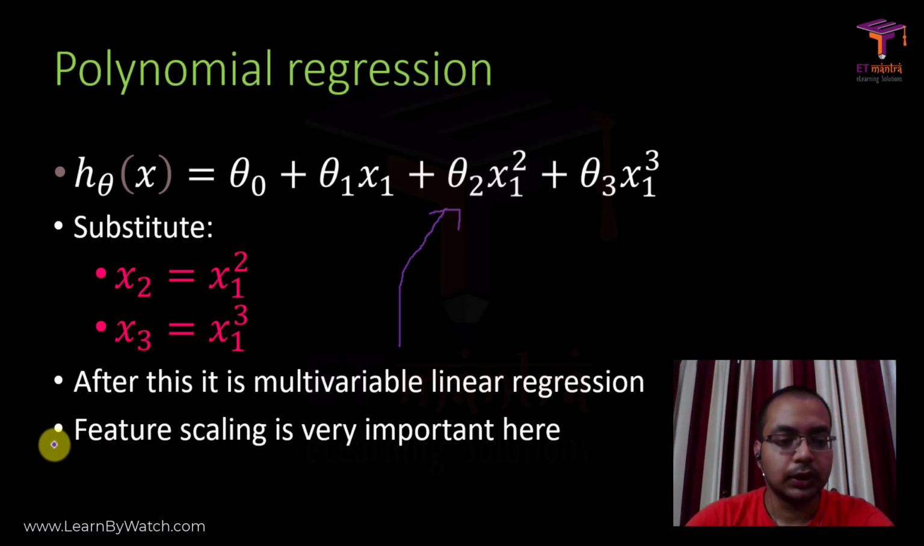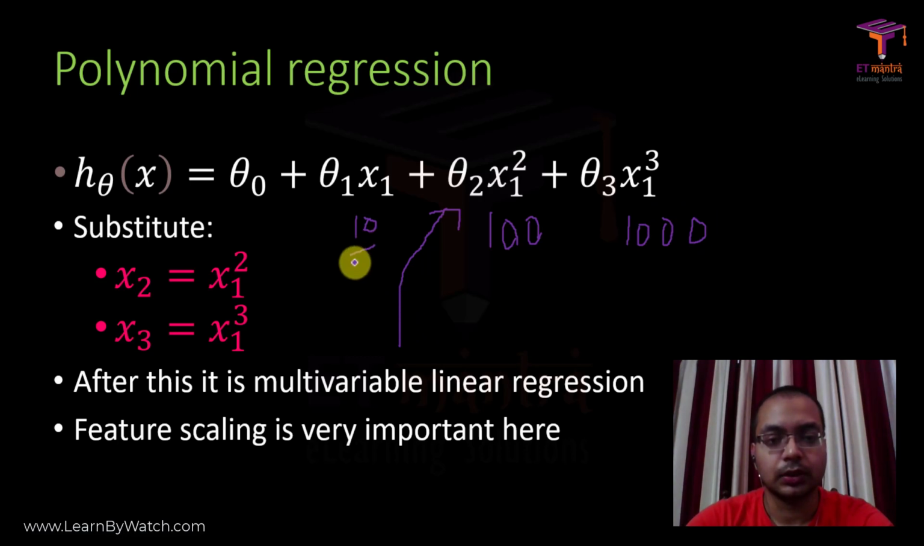One important thing to note here is that feature scaling becomes very important, because suppose x1 is 10, then x1 square becomes 100 and x1 cube becomes 1000. So you can see the difference in scale between 10 and 1000, and this will stop the algorithm from performing at a better rate. So it is preferred to use feature scaling.